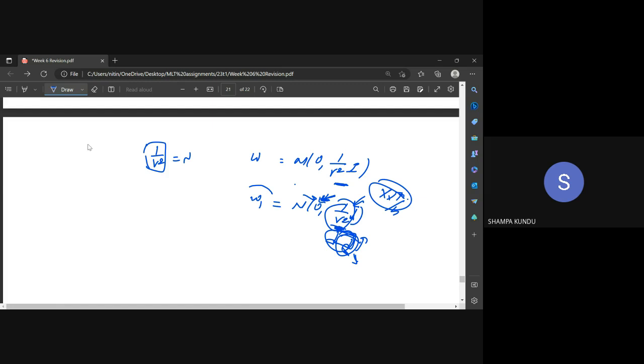Sir, in a problem, some eigenvalues of a matrix are given, and it is said that you have to find the eigenvalues of the inverse of that matrix. What will be the approach? Okay, the eigenvalues of a matrix are given, right? So if the eigenvalue of X is lambda 1, what is the eigenvalue of X inverse? 1 by lambda 1. 1 by lambda 1, that's it.